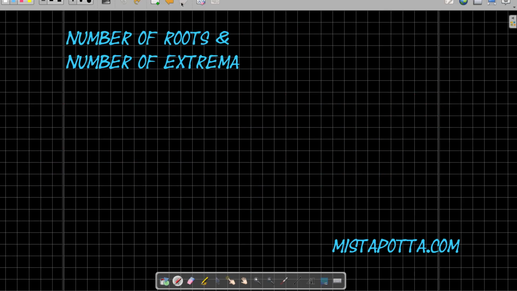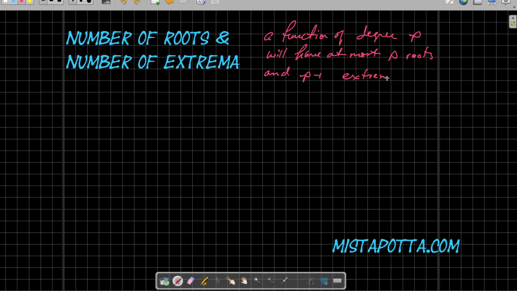Last thing that I want to talk about, though, is how do I know how many roots I could have, the number of roots or the number of extrema, the number of ups and downs, humps, if you will, a polynomial will have. So keep in mind that a function of degree p will have at most p roots and p minus 1 extrema.